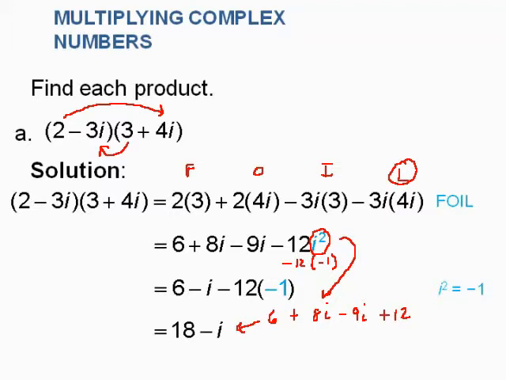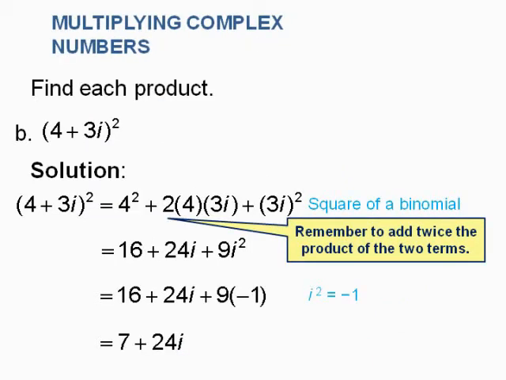So let's go ahead and add, and we'll go ahead and go with our green on the real part again. 6 and 12 would give us the 18. And then the 8i minus 9i would give us minus 1i or minus i. So be careful whenever you multiply the complex numbers. That L is dangerous.